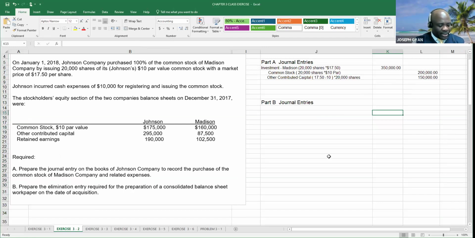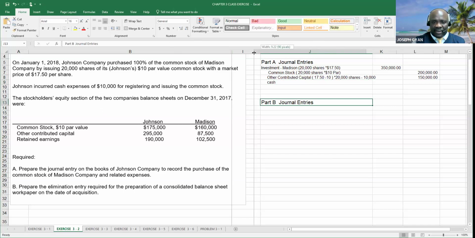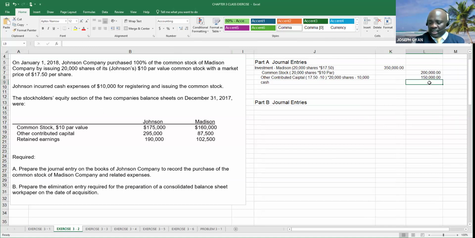So let's add the expenses. They also said they have expenses, and the expenses are due to the registration of the award. So what I'm going to do is take this one and subtract the 10,000 that was paid here, and record the cash here of 10,000. So the cash here is 10,000, which means that this one is going to be 140,000.